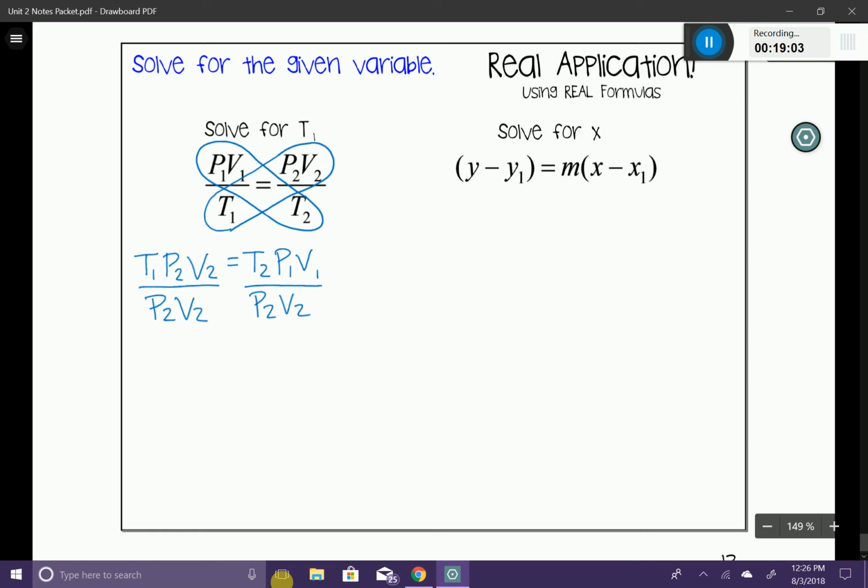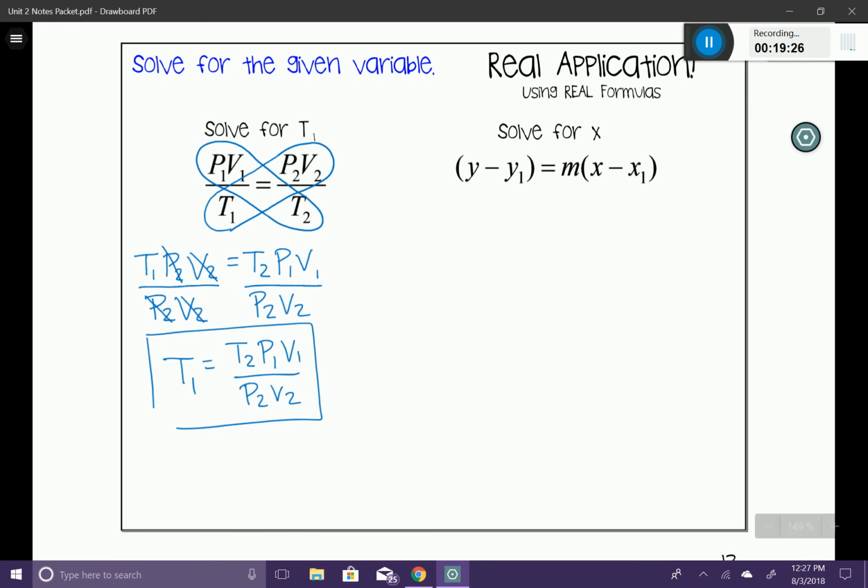Over here, my P2 and my P2 and my V2 and my V2 cancel out, leaving me with T1. On the right side, nothing cancels out. So I'm just left with T2, P1, V1 over P2, V2. And there it is. I solved for T1. Kind of a complex problem, but using the skills we already know is really helpful.